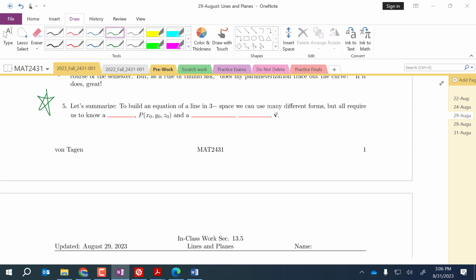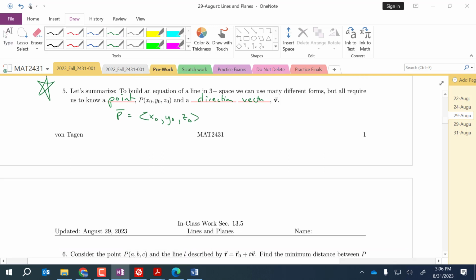Okay? So to summarize, to build the equation of a line in 3-space, we can use many different forms, but all require us to know a point and a direction vector. And folks, as we've mentioned, I'm moving back and forth between the point x naught, y naught, z naught, and the vector x naught, y naught, z naught. Whenever we need to, we make a comparison between the two. All right.